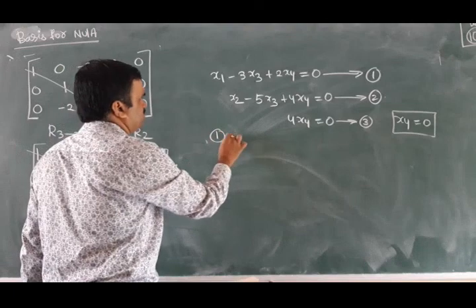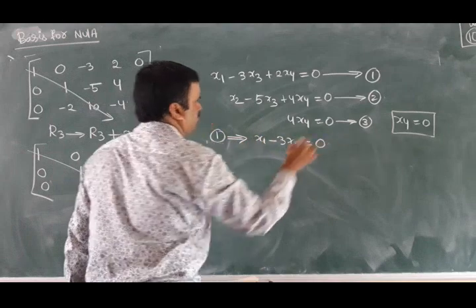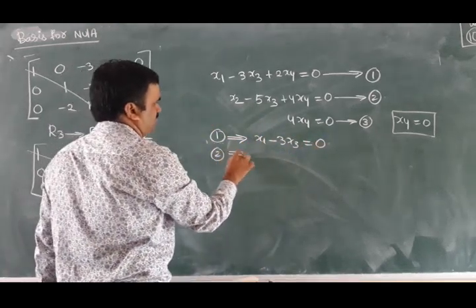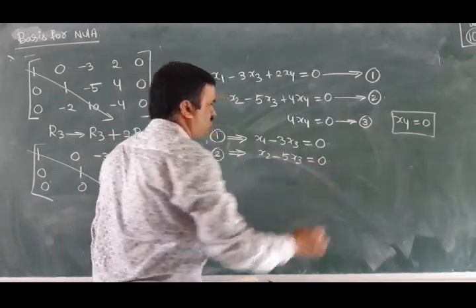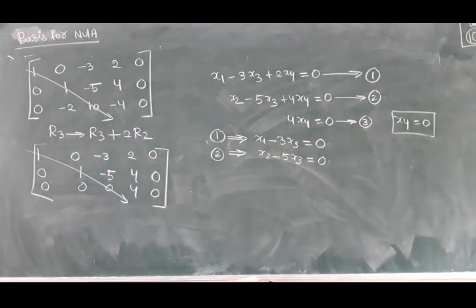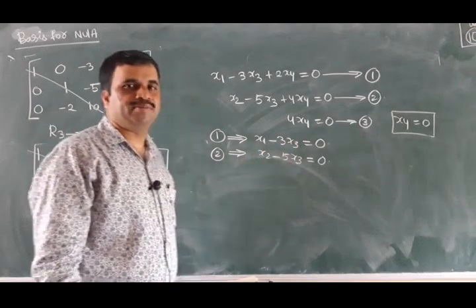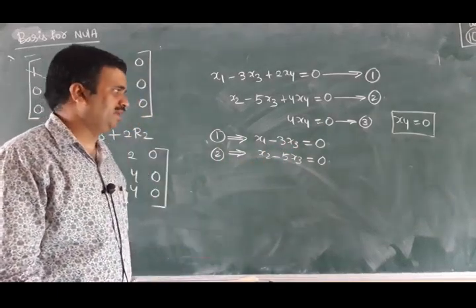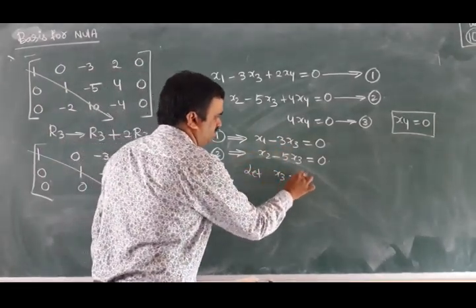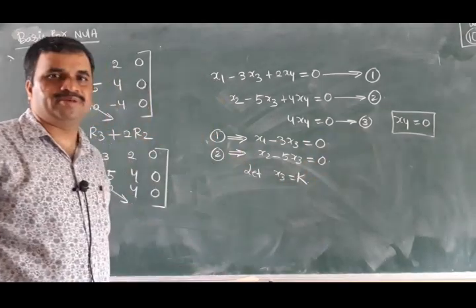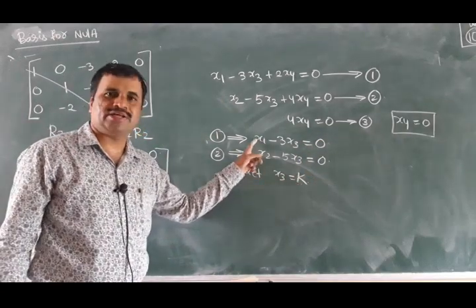Equation 1 implies x1 minus 3x3 is equal to 0. Equation 2 implies x2 minus 5x3 is equal to 0. We have 2 equations and 3 variables. So let us consider one variable as k, which is common. x3 is common, so I'll assume x3 is equal to k.